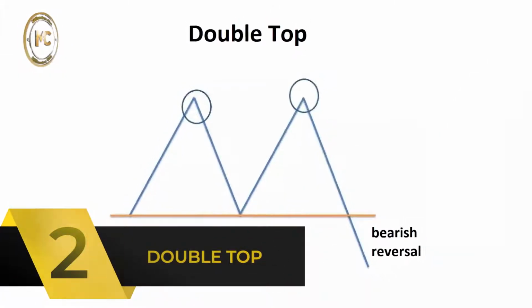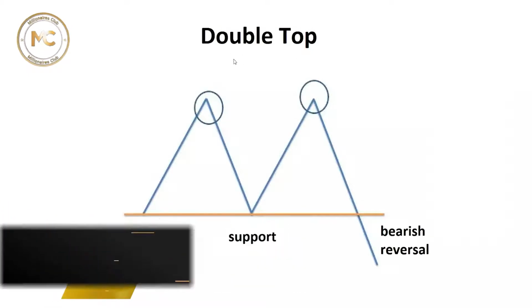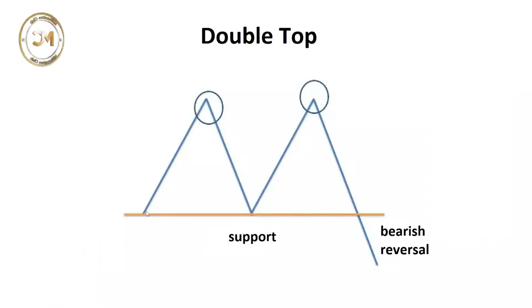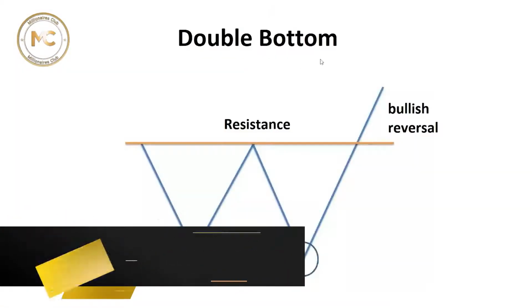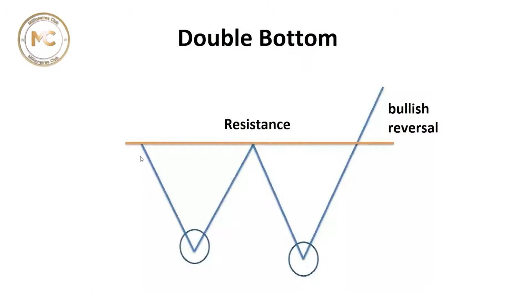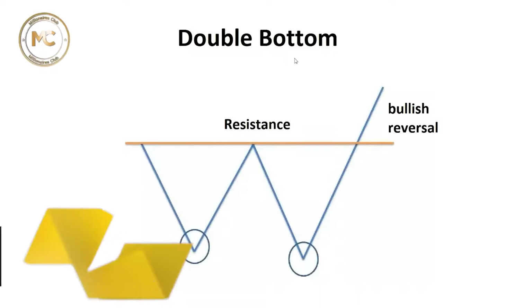Number 2. Double top. This one is basically another bearish reversal pattern. In this pattern, the price of the stock will peak before falling to a level of support. It will then form another peak before reversing back from the prevailing trend. Number 3. Double bottom. This is a bullish reversal pattern that is completely opposite of the double top. In this pattern, the stock price forms a peak and then retraces back to a level of resistance. It will then form another peak before reversing back from the prevailing trend.